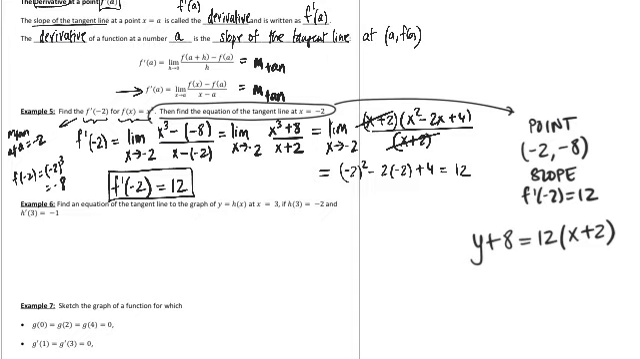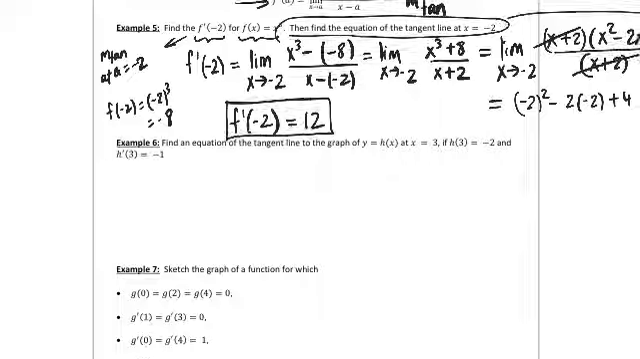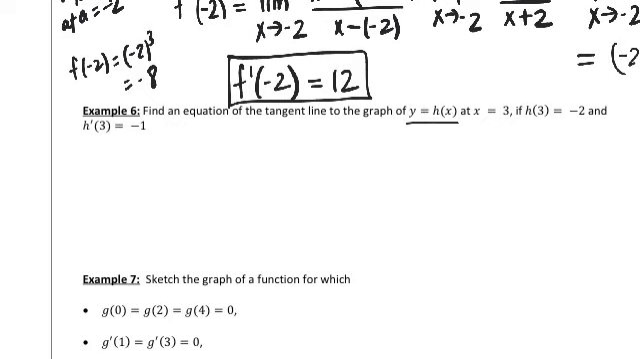Okay, let's see what the next problem is. Find an equation in example 6 of the tangent line to the graph of y is equal to h of x at x is equal to 3 if h of 3 is negative 2 and h prime of 3 is negative 1, right? So we are talking about some graph h. We're not given the graph equation, but we are told that we're at x is equal to 3, right?